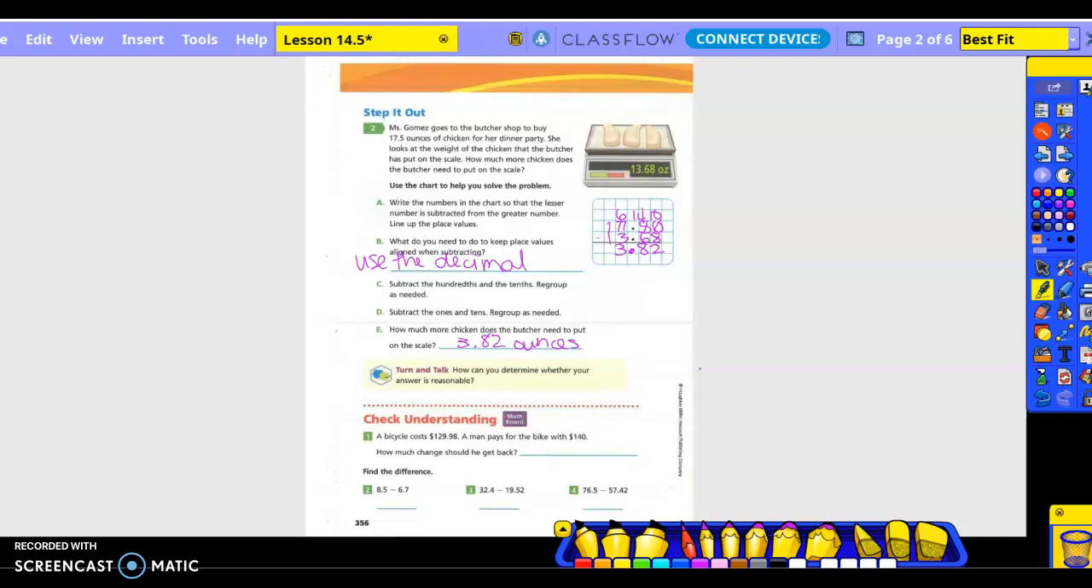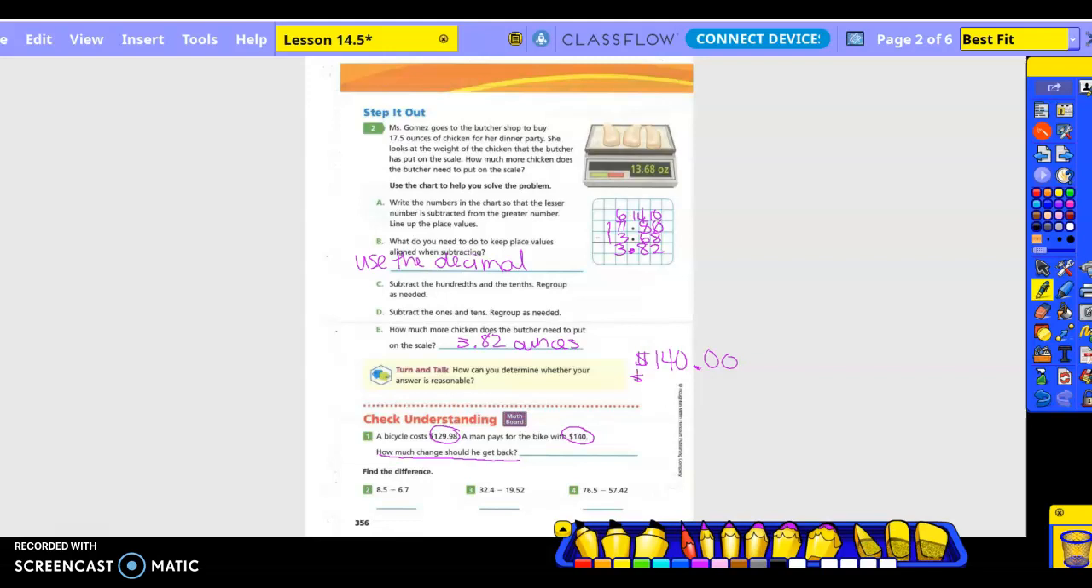Check understanding. A bicycle costs $129.98. A man pays for the bike with $140. How much change should he get back? So here's the cost. This is what he pays with. So we want to know how much change he should get back. So which number goes on top? 140. Now, did they tell us any change? No. So we need to put a decimal and then 2 zeros, right? Because in the other one for the cost, they did give us change, right?